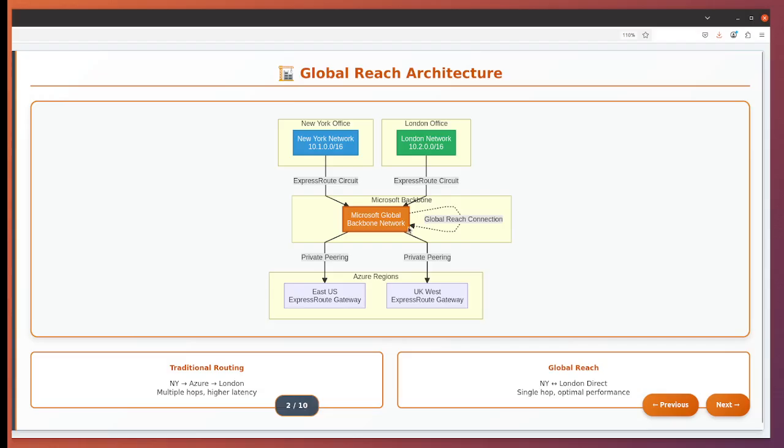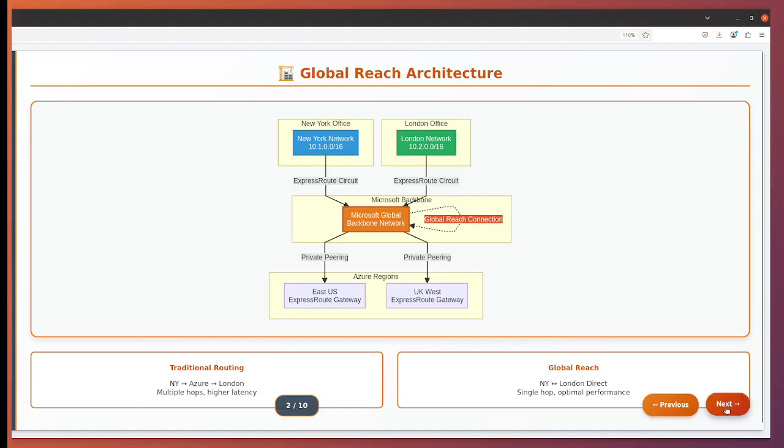The key architectural components include ExpressRoute circuits, which provide your dedicated connections to Microsoft, the Microsoft backbone, the global infrastructure connecting regions, the Global Reach connection, the logical link between your circuits, and BGP sessions, for exchanging routes between your networks. Notice how this creates a hub-spoke topology with Microsoft's backbone as the hub. Your on-premises networks become spokes that can communicate directly through the Microsoft network. This architecture eliminates the need for complex routing through Azure virtual networks while maintaining the security and performance of private connectivity.